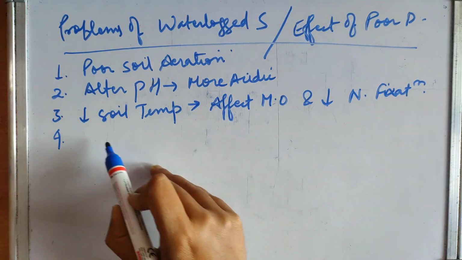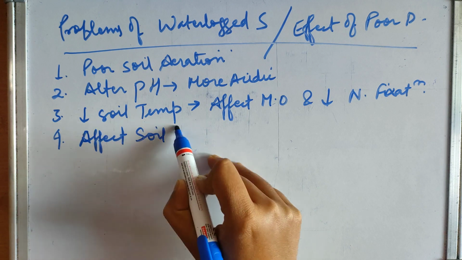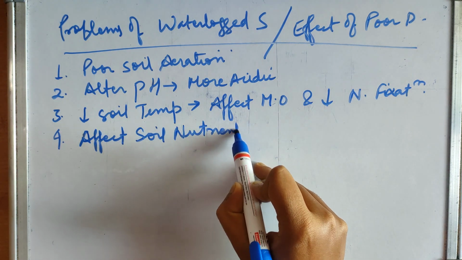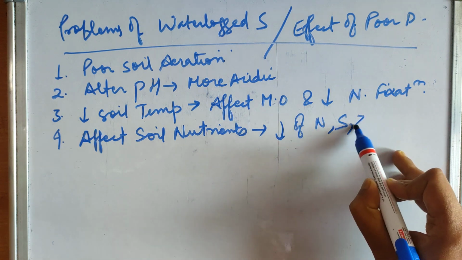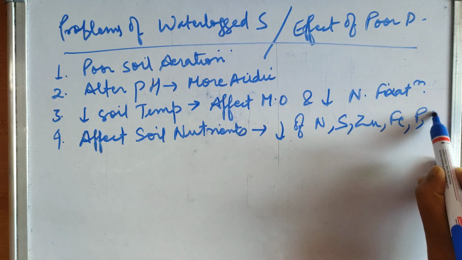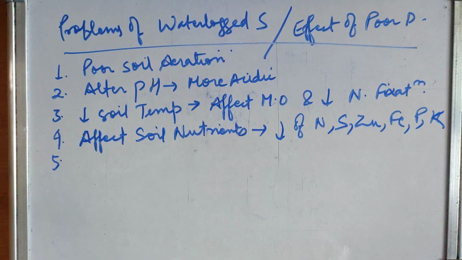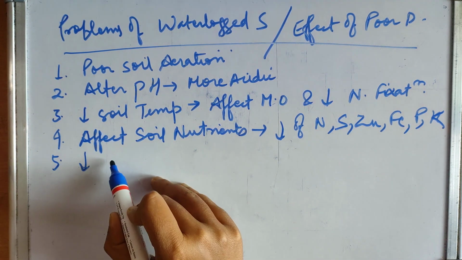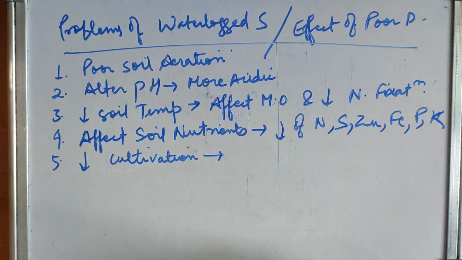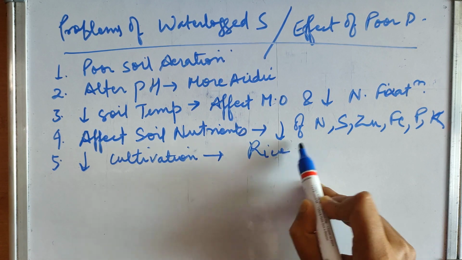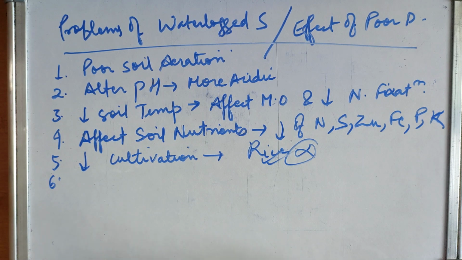It will affect soil nutrients, and it will lead to deficiency of nitrogen, sulfur, zinc, iron, phosphorus, potassium, etc. It will reduce or retard cultivation, except for some highly water-requiring crops such as rice. Rice will not be retarded. It will grow well, but other major crops will be retarded.